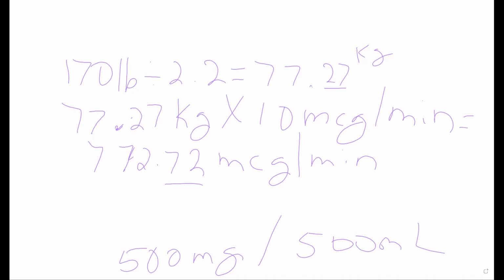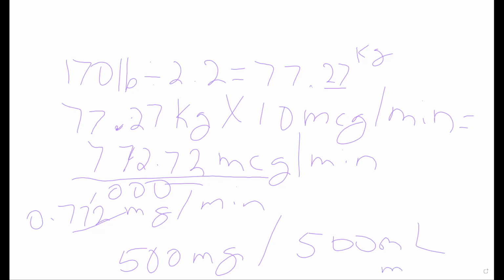In milligrams. Milligrams. So our next step is to divide by 1,000, right? Okay. And that's going to give you 0.772, right? Milligrams per minute. Now what do you need to do? Is this where we times both sides by 60? Both sides by 60. Okay.